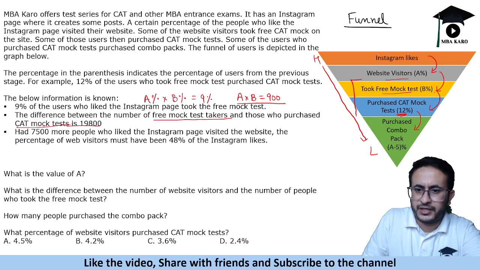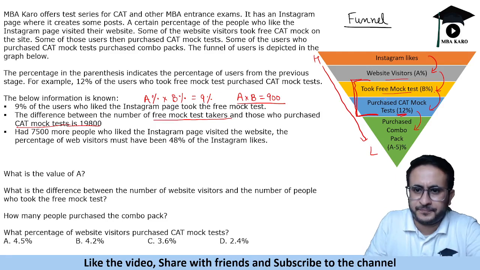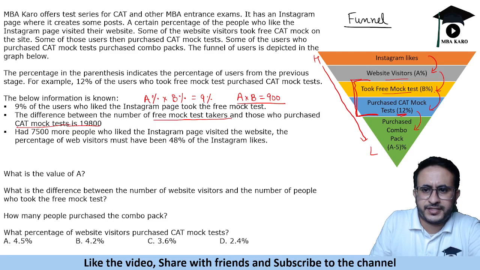So the difference between free mock and purchase is 19,800. Okay, so let's do one thing. Free mock test takers is B%. So forget this. 12% of free mock test, so free mock test minus 12% of free mock test is 19,800.